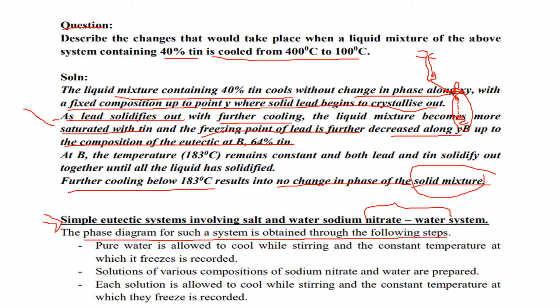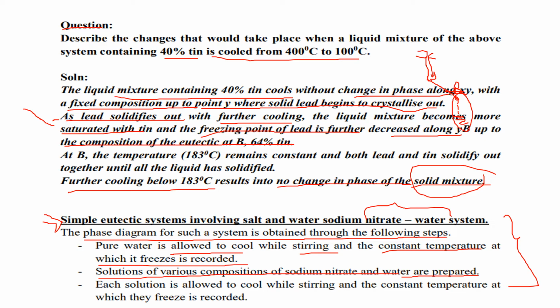So for sodium nitrate and water, this is not a common instance. However, we can bring it in. We can prepare such simple eutectic systems by allowing pure water to cool while stirring, and the constant temperature at which pure water freezes is recorded, and usually that's 0 degrees Celsius. Then we take solutions of various compositions of sodium nitrate, but these solutions must have equal volume so that we can obtain comparable results.